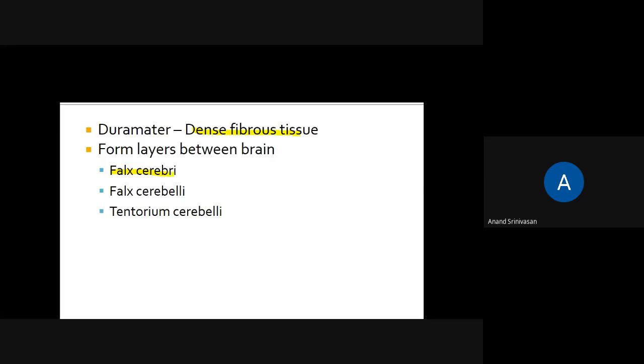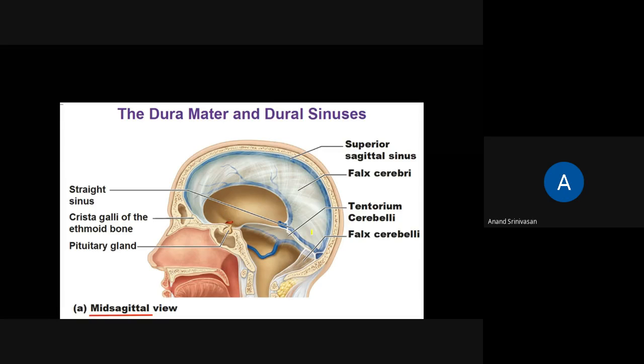They are called falx cerebri, falx cerebelli, and tentorium cerebelli. Now let's see each one of them. You can see the dura mater partially dividing the two cerebral hemispheres. This is called the falx cerebri. The dura mater also divides the two cerebellar hemispheres, and that is called the falx cerebelli.